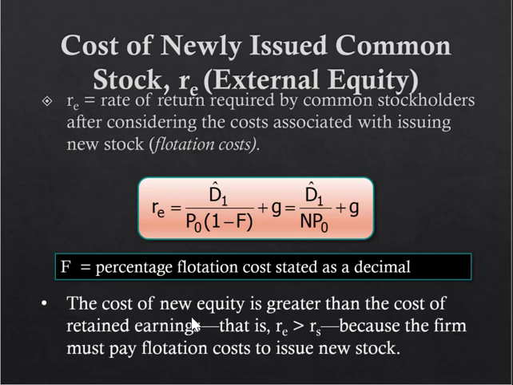So the cost of new equity is greater than the cost of retained earnings because a firm must pay flotation costs to issue new stock. You don't get to do it for free. You have SEC filings, you have investment bankers involved. They all need to get paid. You've got lawyers involved, so there's flotation costs anytime you issue a new security.